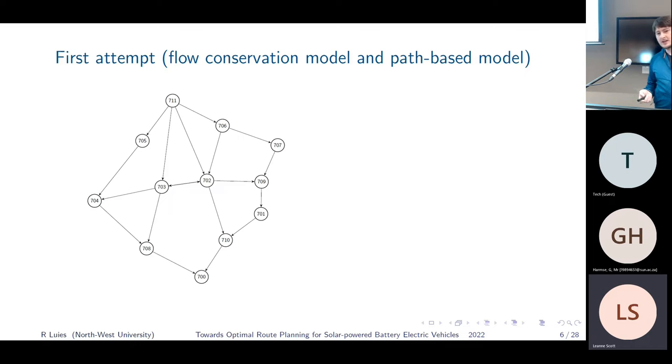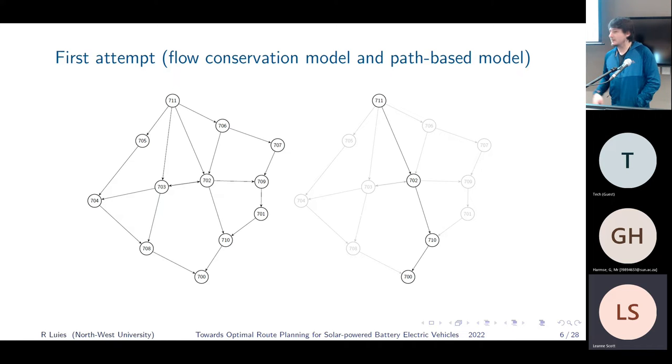And here's the first attempt, which was solving just the shortest path, but I think in this audience, most of us actually know how to do that, path-based or flow conservation model. The extra thing you need to consider is the velocity. The relationship between velocity and duration is not linear, so you need to linearize it. When you're minimizing time and the velocity is dynamic, you just linearize it. So this is just a small example of the shortest path.